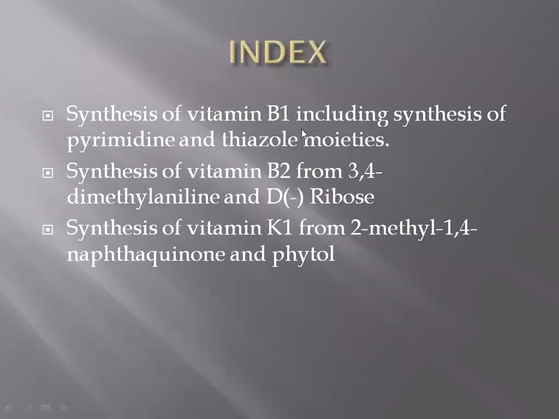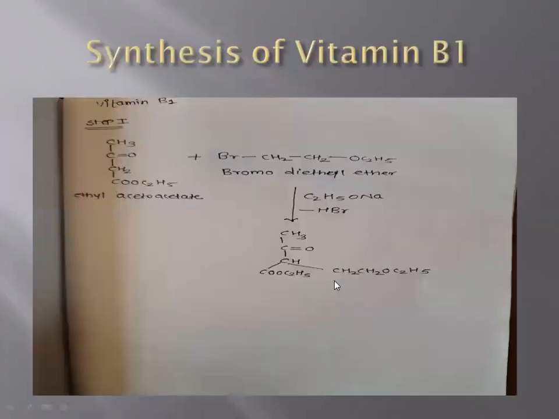In that, we are going to discuss the synthesis of vitamin B1, after that vitamin B2 and vitamin K1. The first synthesis, of vitamin B1, includes synthesis of pyrimidine and thiazole moieties. After that, the second, vitamin B2, is from 3,4-dimethylaniline and D-ribose. After that, the third synthesis, vitamin K1, is from 2-methyl-1,4-naphthoquinone and phytol. Okay, so let's start with the synthesis of vitamin B1.